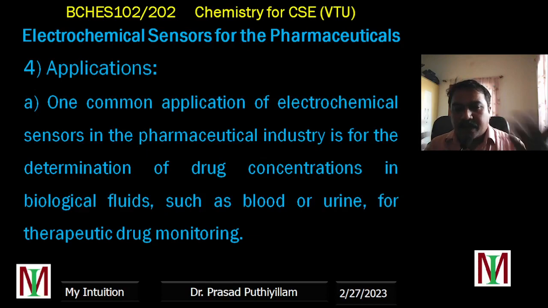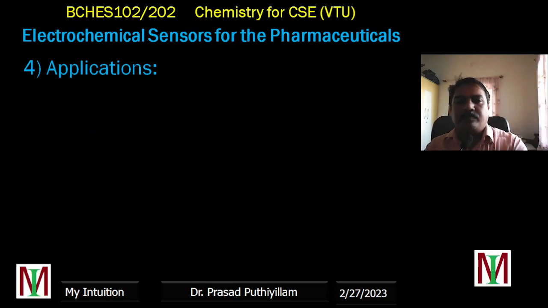And to measure the therapeutic drug monitoring. Therapeutic drug monitoring means, for our body to cure, or for the drug to fight with the microbes, we have to maintain a certain drug level in our blood or urine. A certain level of drug has to be maintained, which we call the therapeutic level. The therapeutic level has to be maintained. For that purpose, we have to continuously monitor. So that we call the therapeutic drug monitoring.